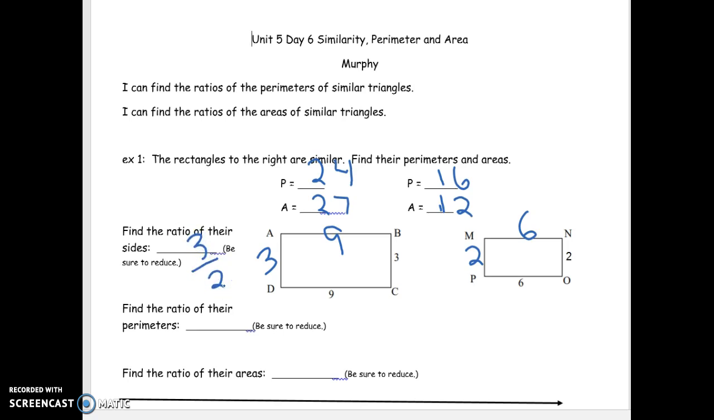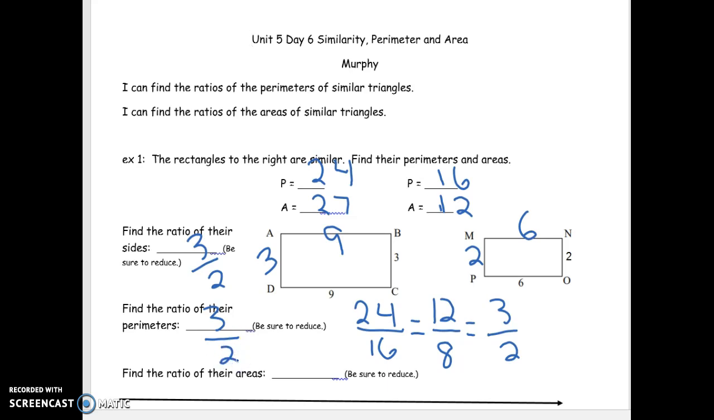If we go look at the ratio of their perimeters, and I'm going to start off to the right, I see 24 over 16. And we're just going to reduce that down. 2 goes into both of those. I get 12 over 8. 4 goes into both of those, and I end up with 3 over 2. So let's go back here. That means the ratio of their perimeters is 3 over 2.